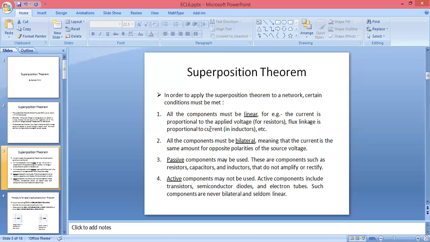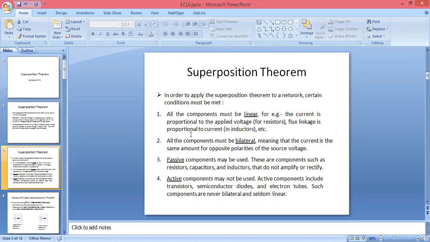And all components need to be bilateral. Bilateral means that current is the same amount for opposite polarities of the source voltage. Means जितना वोल्टेज है उसके opposite polarities में current same amount है. So we can say these components are bilateral.